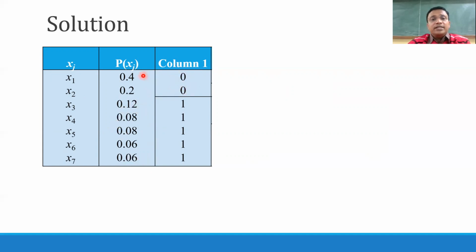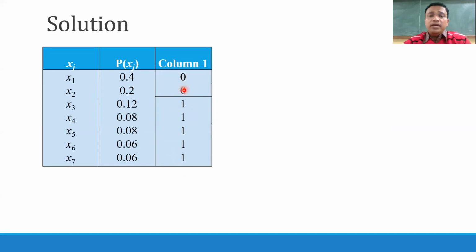We have taken the 0.6 on the top because we are always following the criterion that the most probable event will be on the top. So 0.6 will be on the top and 0.4 will be at the bottom. And we have given the two sets the values 0 and 1, as we have already said that we will assign a 0 for the top set and 1 for the bottom set.